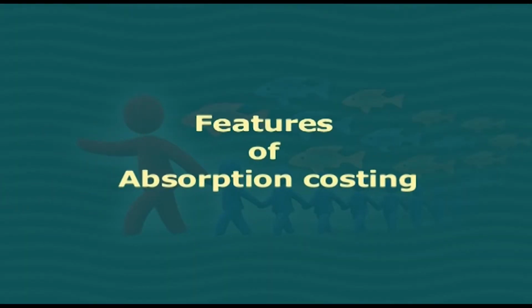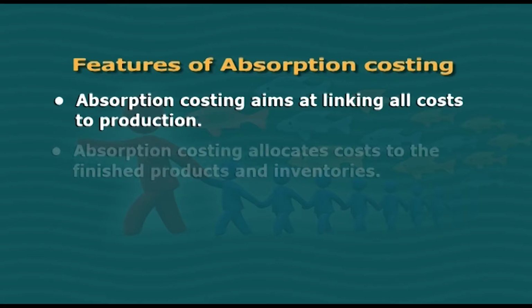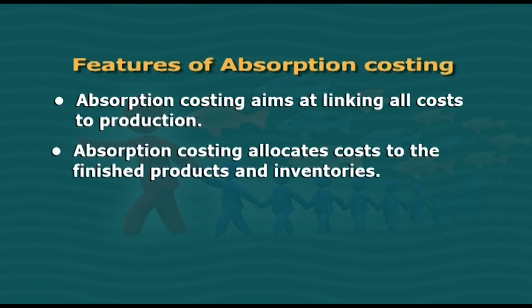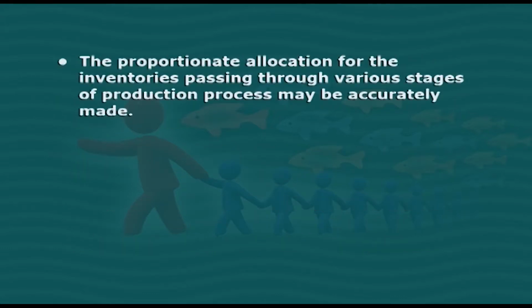Now, let us understand the features of absorption costing. Friends, absorption costing aims at linking all costs to production. It allocates cost to finished products and inventories. In fact, fixed as well as variable costs are allotted to cost units and total overheads are absorbed according to the activity level. The proportionate allocation for the inventories passing through various stages of production process may be accurately made.